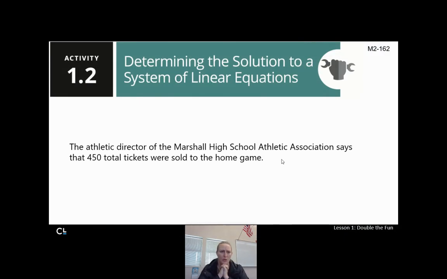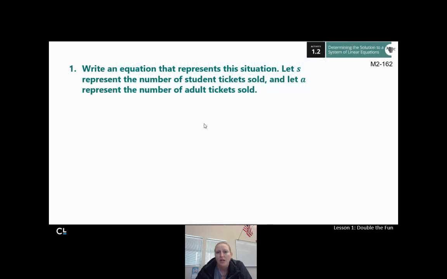Activity 1.2. The athletic director of Marshall High School Athletic Association says, hey, 450 total tickets were sold to the home game. Great. So 450 total tickets. We don't know how many of those were student tickets, and we don't know how many of those were adult tickets. So let's see if we can figure this out. First of all, write an equation that represents that situation.